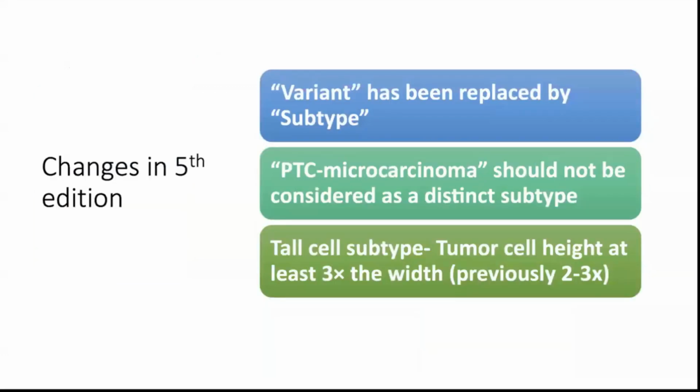So as already discussed, variant has been replaced by subtype. PTC microcarcinoma should not be considered a distinct subtype. It should be considered equivalent to a PTC. And for the tall cell subtype, tumor cell height, which was previously 2 to 3 times the width, a lax criterion, has now been strictly set at 3 times the width. Though still they do not have any microscopic scale to measure it, and it is based on what they see on the microscope. It is still very subjective.